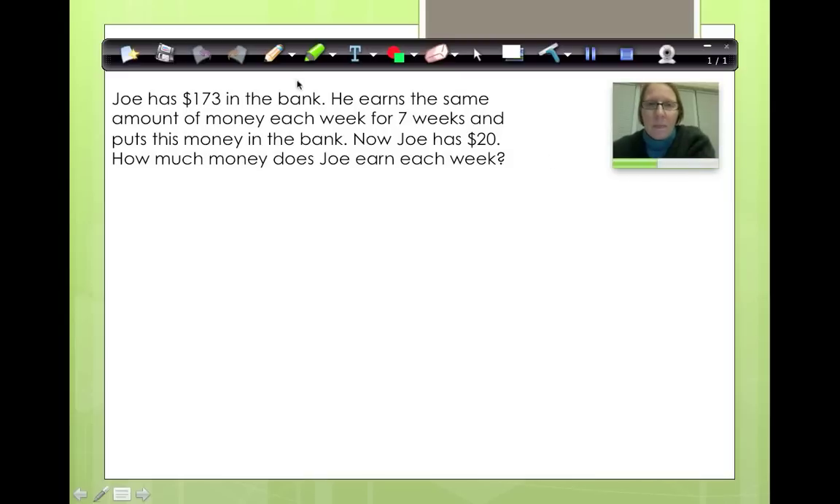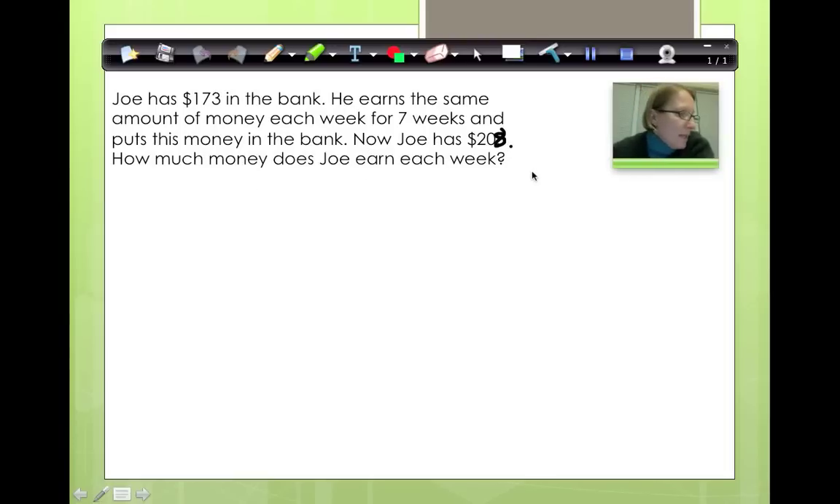All right, here we go. Let's start with this. Joe has $173 in the bank. He earns the same amount of money each week for 7 weeks and puts his money in the bank. Now Joe has $208, even more money. How much money does Joe earn in each week?